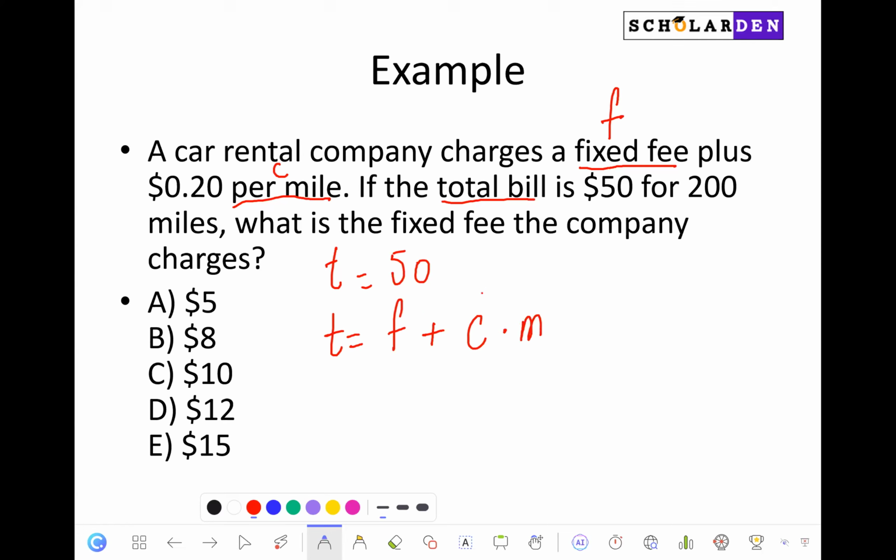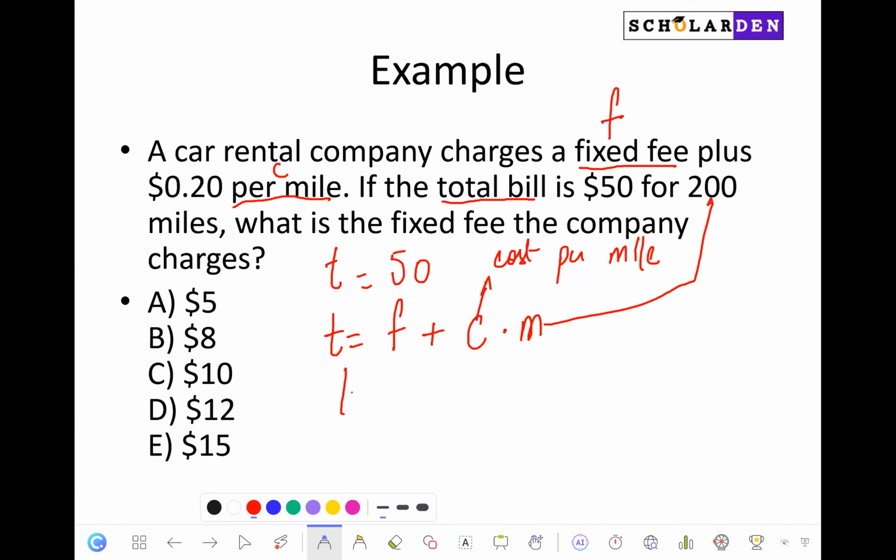And this is, again, why? Because this is your cost per mile. So for every mile traveled, you're supposed to pay this much. And if you want to find out the total cost for the miles that we have traveled, we're going to multiply this cost per mile times the total miles that we have traveled. And what is the number of miles in this expression? The number of miles is 200.